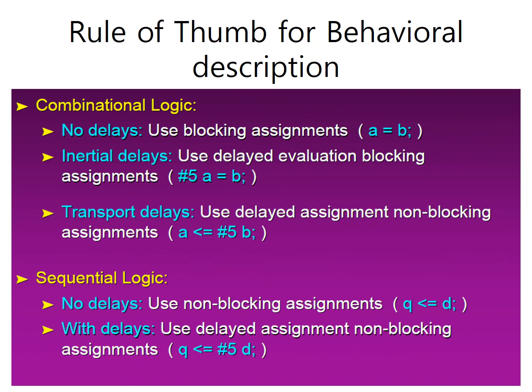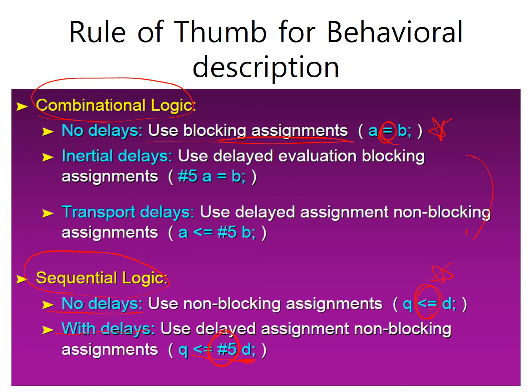So this is the rule of thumb for behavioral description. For combinational logic design, you use the blocking assignment by default. Important. For sequential logic, you use the non-blocking assignment if there's no delay associated. If you want to put some delay, like a clock to Q delay, then put the delay in front here of the input variable here.